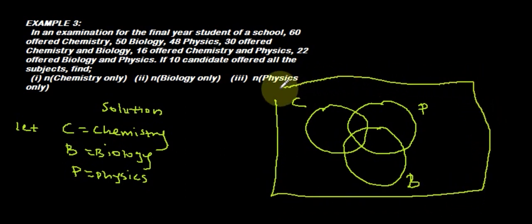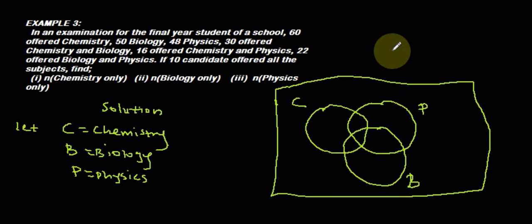Now they did not tell us the total number of final year students. We don't know. All we know is that we were given the number of people offering each subject and the number of people offering two of the subjects. In a situation like this, the first thing I would love you to do is check for the number of students that offer the 3 subjects. If it's just 2 subjects, check for the number of students that offer just the 2 subjects. But here we have 3.